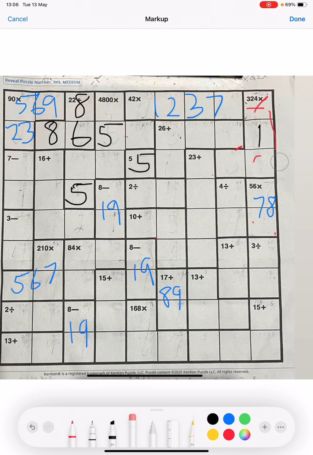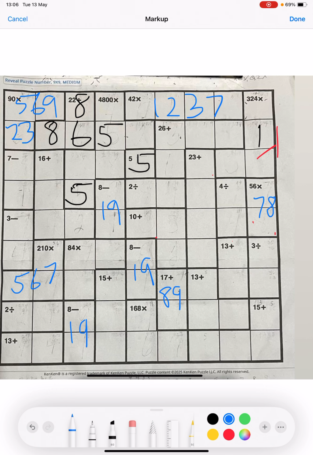I will rub this out because I want to use the 3 divided cage underneath it. Now, bearing in mind, I've already got a 9 in this 324 cage in that column. No 9 there. So that means there's also no 1. I've got a 1 there. The only 2 numbers which are a factor of 3 apart are 2 and 6.